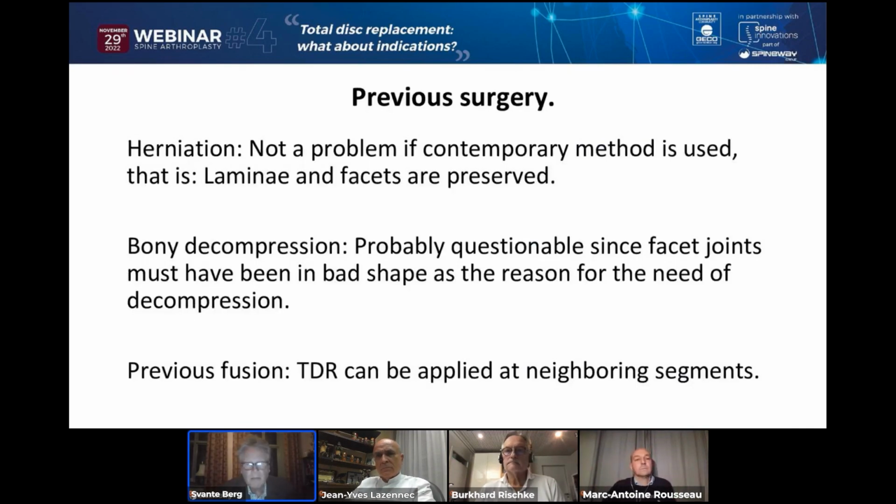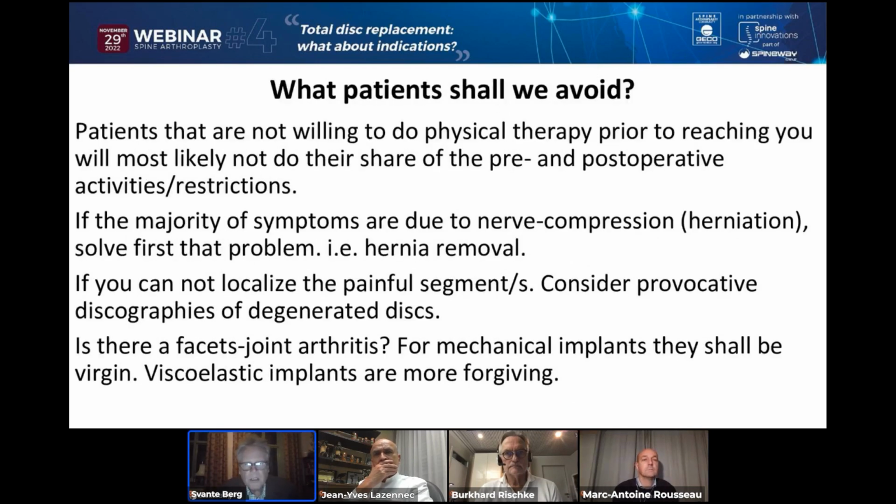If the patients have had previous surgery and it's contemporary lumbar herniation surgery, it's not a problem if the facets or laminae are not removed. If they have been through bone decompression, it's probably questionable, since the facet joints must have been in bad shape as the reason for the need of decompression. So that would probably not be a suitable case. Previous fusion, yes: when they get their adjacent segment disease, they can very well be candidates for TDR in neighboring segments. So what patients shall we avoid?